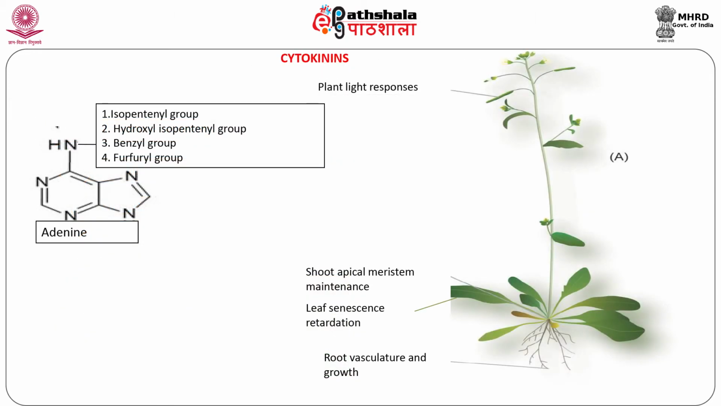Cytokinins are plant growth regulators that consist of adenine substituted at the N6 position with an isopentyl group, hydroxylated isopentyl group, or a benzyl ring. The first cytokinin discovered had a furfuryl substitution and was called kinetin because of its ability to induce cell division.